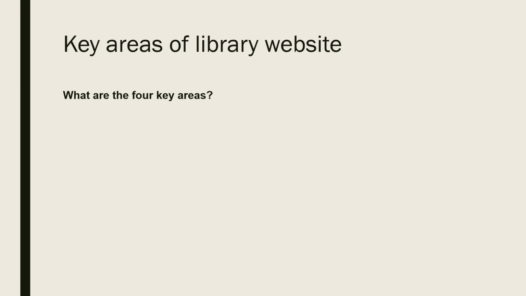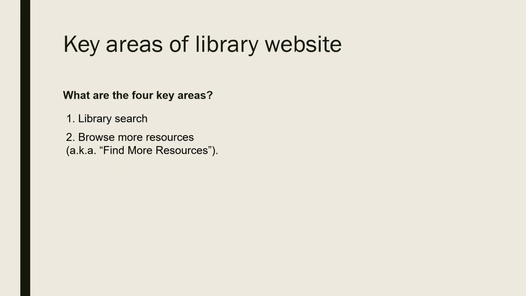So, what are the key areas of the library website? 1. The library search on the home page. 2. Browse more resources on the right. It's called Find More Resources when you actually go on the website. 3. Get help. And 4. Contact the library. That's all the way at the bottom of the page, and there are many ways to contact them.